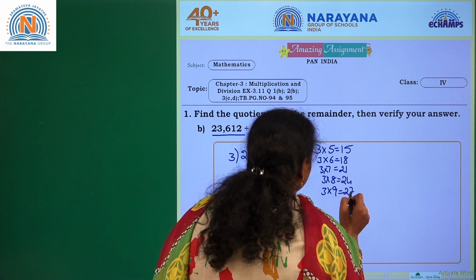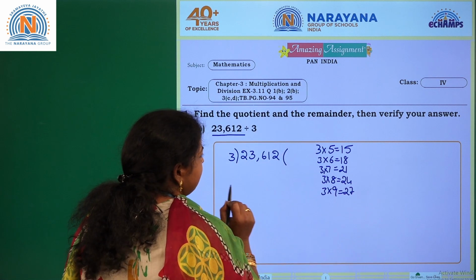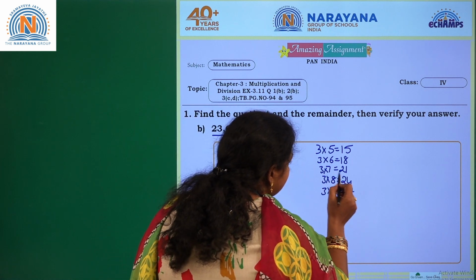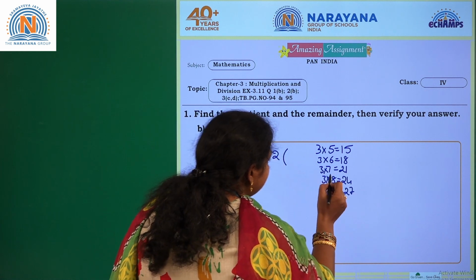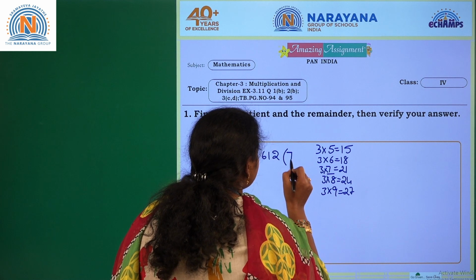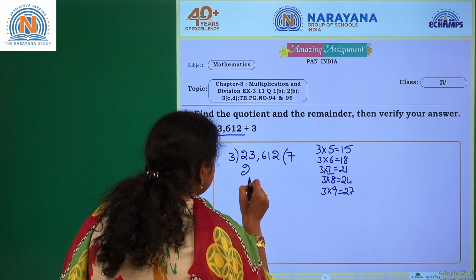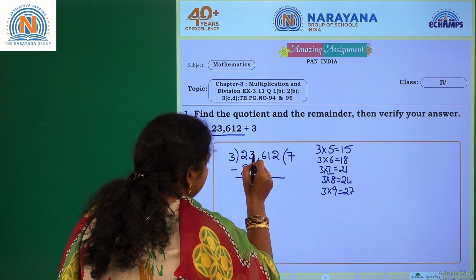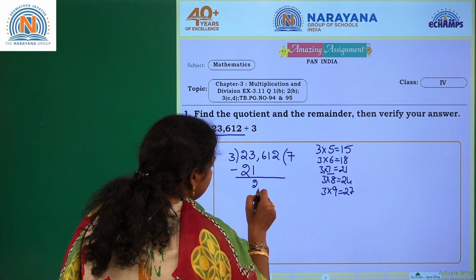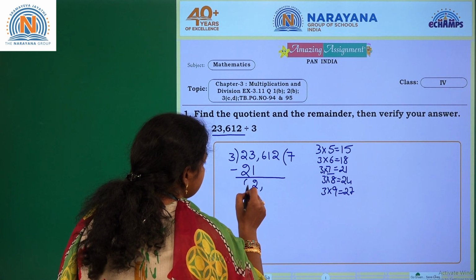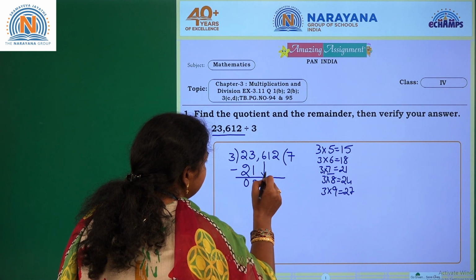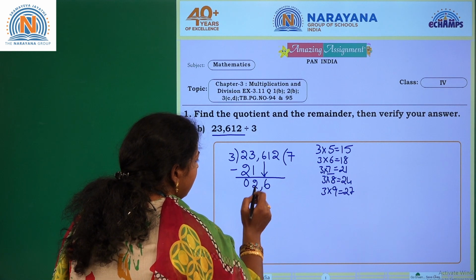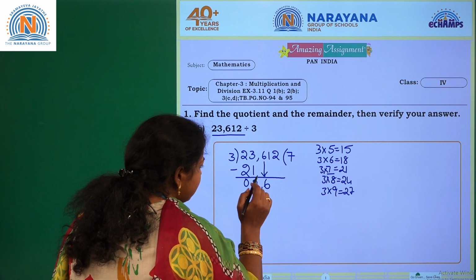Now 23 is there. Which is the nearest one for this? Which number can you take? 21. So 3 times 7 is 21. So you can write 7 in the quotient's place and 21 here. If you subtract 21 from 23, you will get 2. 2 minus 2 is 0. Now let us bring down the next digit, that is 6. Now this will become 26.